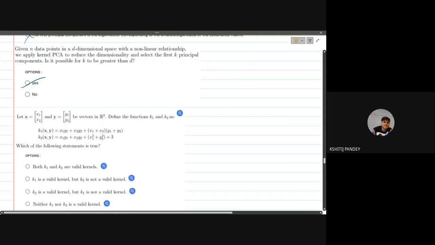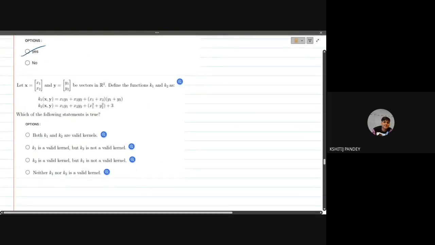Okay, now in the next question, we are given kernel functions and we have to check if they are valid or not. So what's the approach for this? Anyone? Any suggestions how to approach this problem? We use some Mercer's theorem. And what's that? We check the commutative property of the kernels.